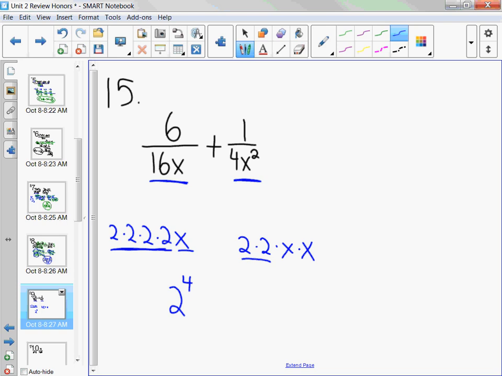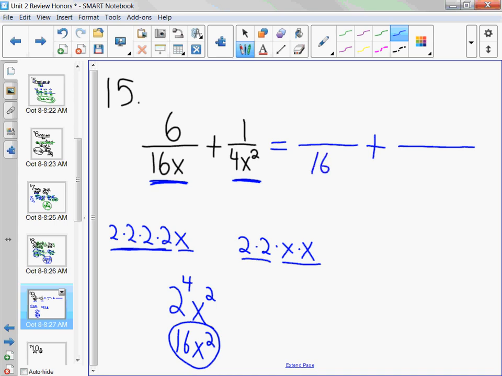I have an x here and 2 x's there. I got to take it the most number of times it happens, which is twice. It happens x squared times. And so 2 to the 4th is 16. X squared would be my least common denominator. There's some of you guys who can get that just by looking at them. But if you need to break them down, go ahead. So 16x squared is my least common denominator. So I rewrite my fractions over here. So I have my common denominator, 16x squared.